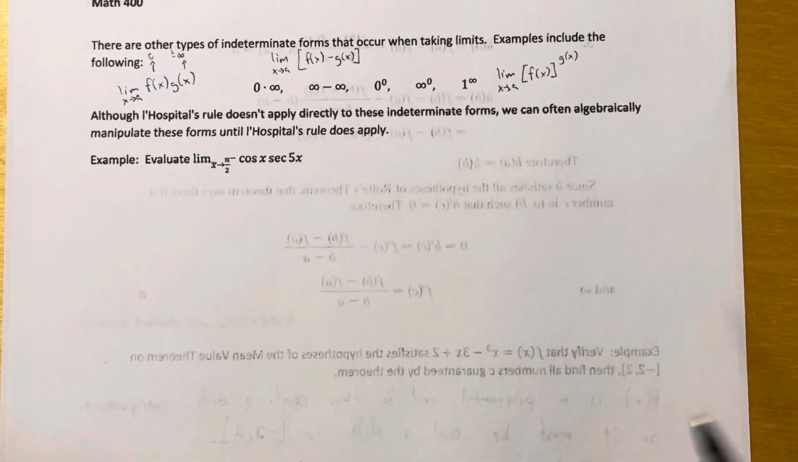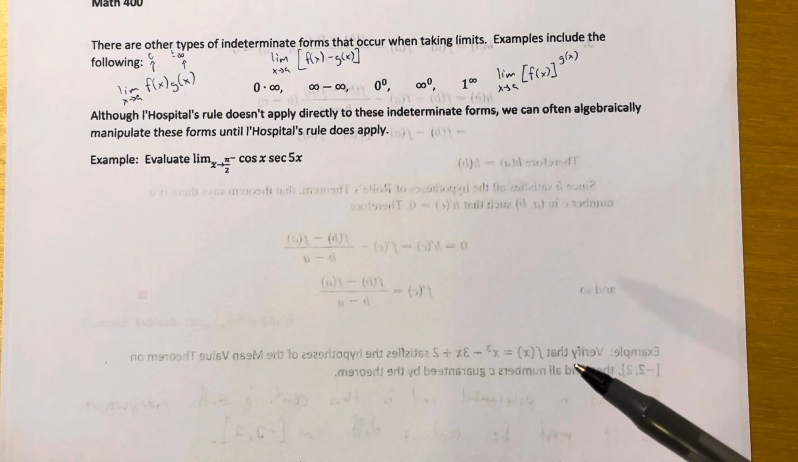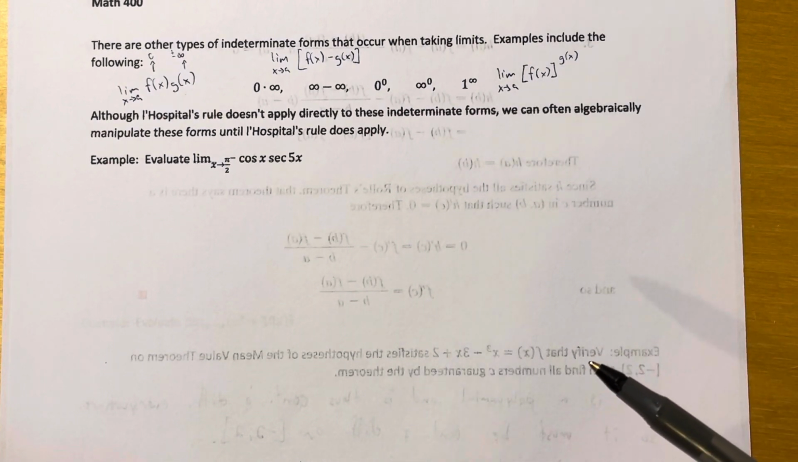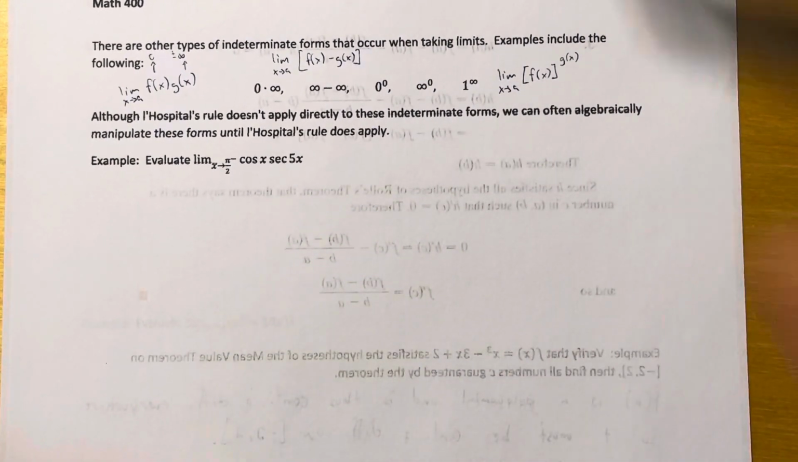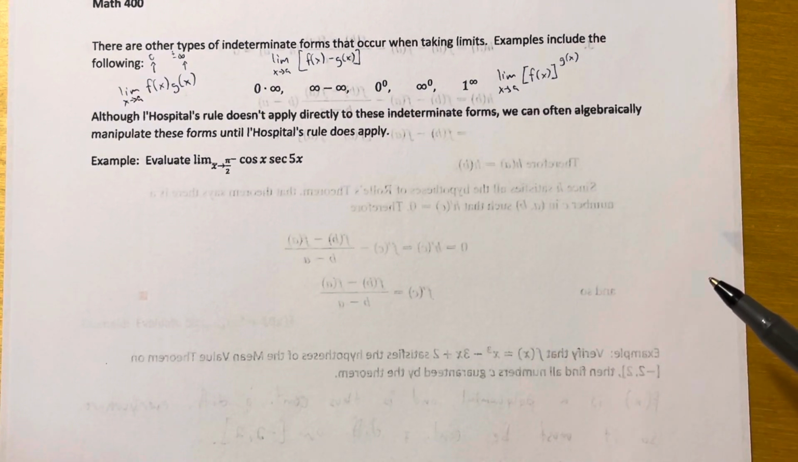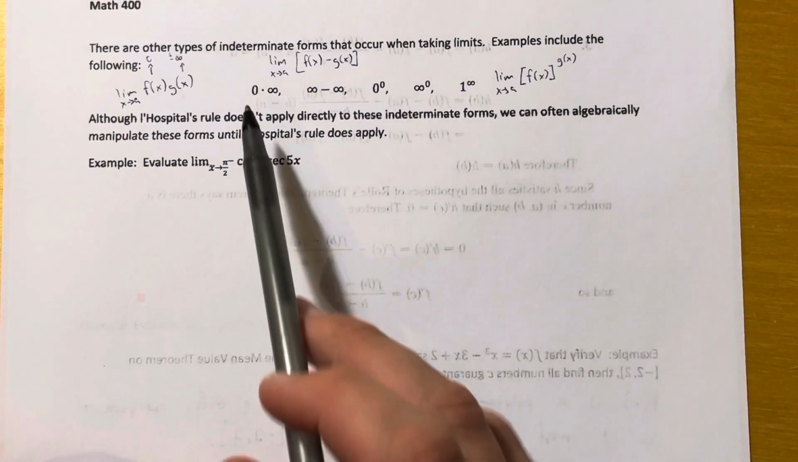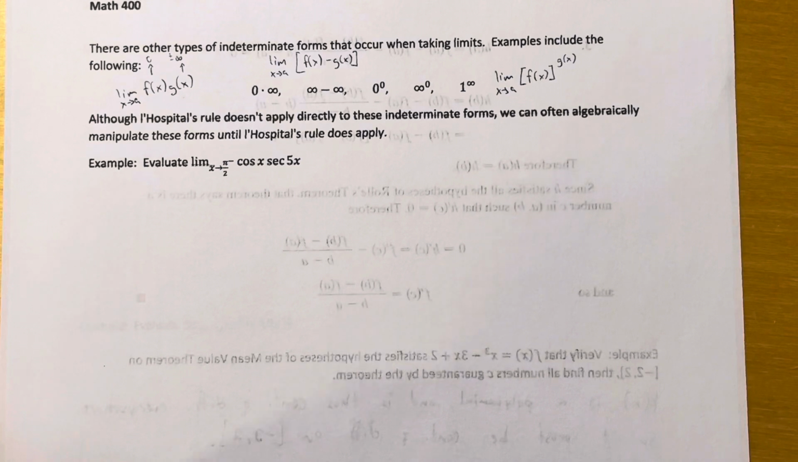All of these cases are indeterminate forms, and we can use L'Hopital's rule in many of the cases where we have one of these, but not directly. And what I mean by that is that L'Hopital's rule specifically only applied to indeterminate forms of the type 0 over 0 or infinity over infinity. So in order to make L'Hopital's rule work in these kinds of cases, we have to algebraically manipulate those limits until we get one of those other two forms.